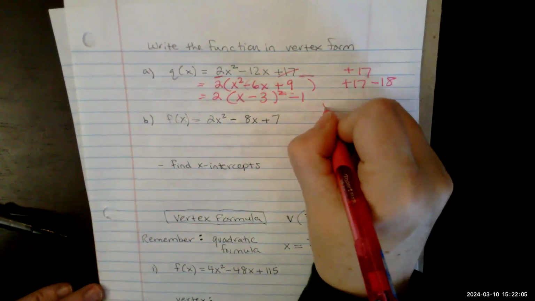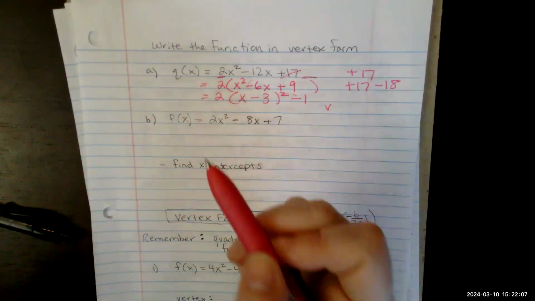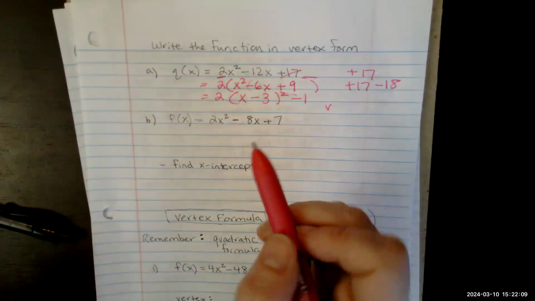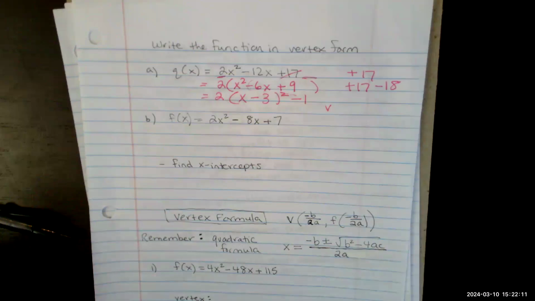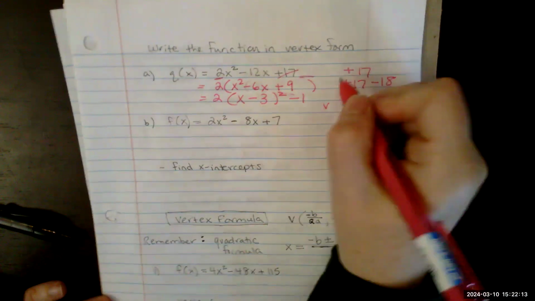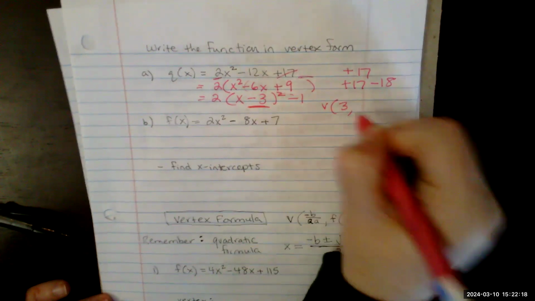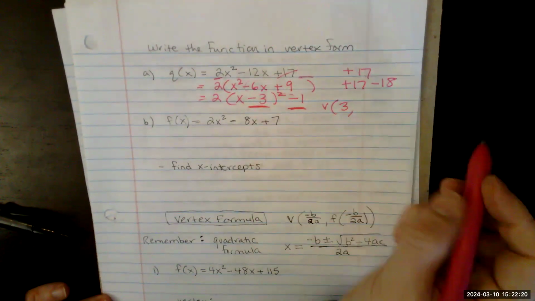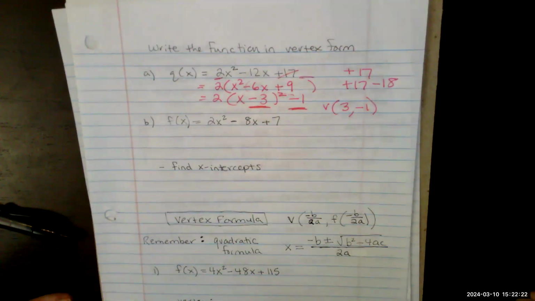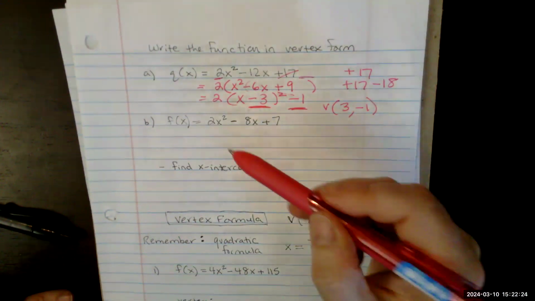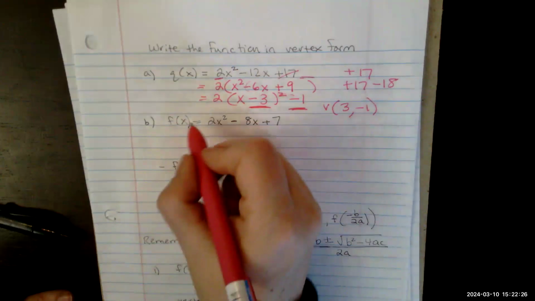So as far as what the vertex is, that 2 does not do anything to the vertex. It will change the shape of the graph. It will make it go up a little faster, but my vertex still comes from opposite of this number, so positive 3, and then this one as it is, negative 1. So maybe pause and try the next one before I do.